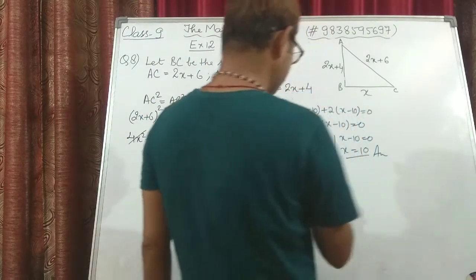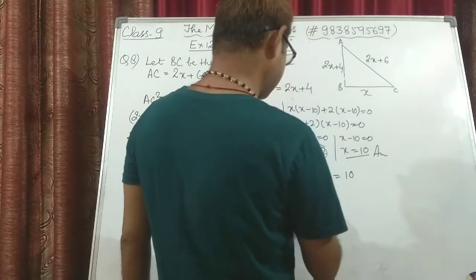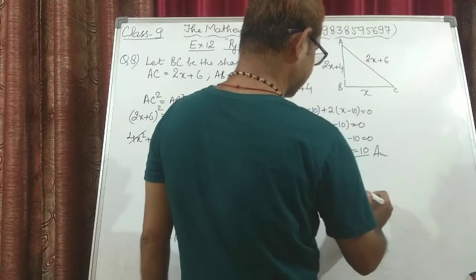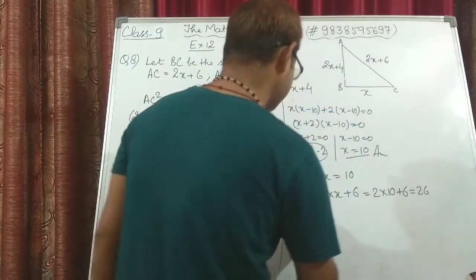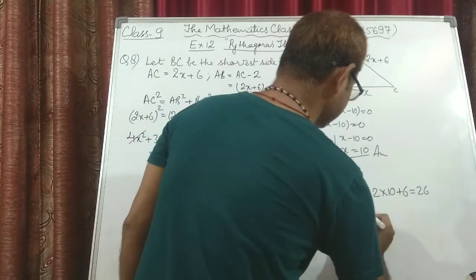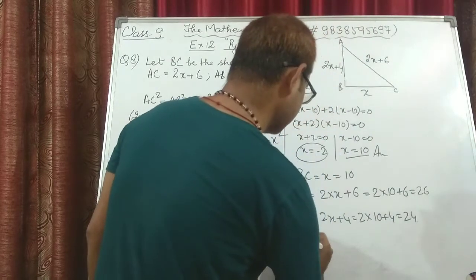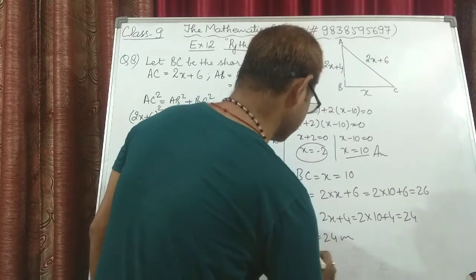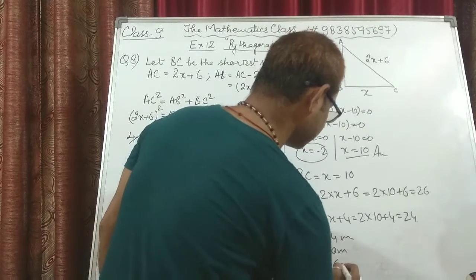Now x is 10, and BC was equal to x, so BC is 10. AC is 2x plus 6, that is 2 into 10 plus 6, that is 26. AB is 2x plus 4, that is 2 into 10 plus 4, that is 24. So the sides are AB is equal to 24 meters, BC is equal to 10 meters, and AC is equal to 26 meters.